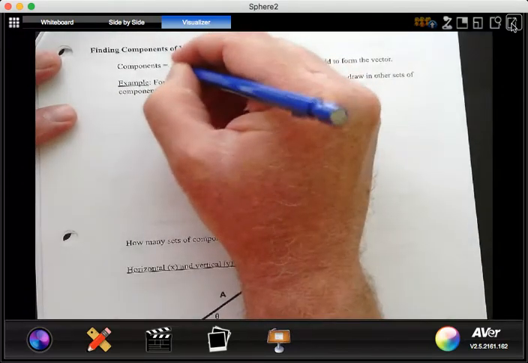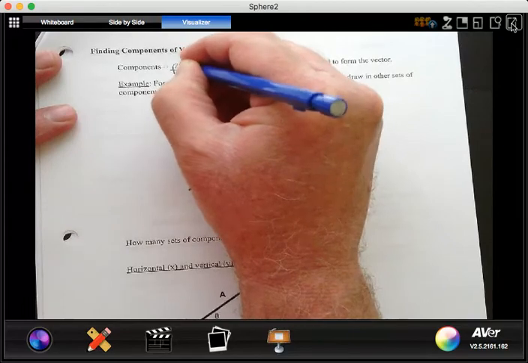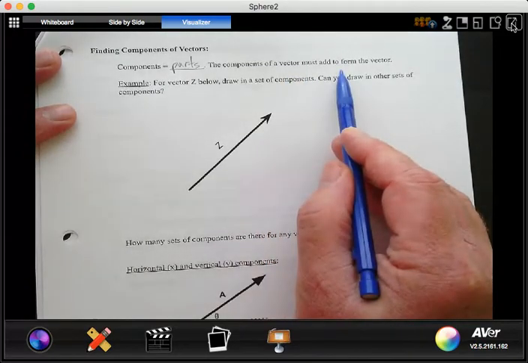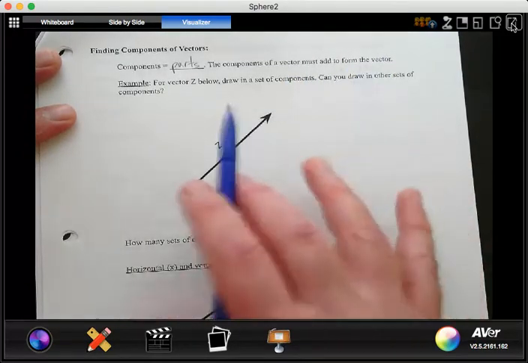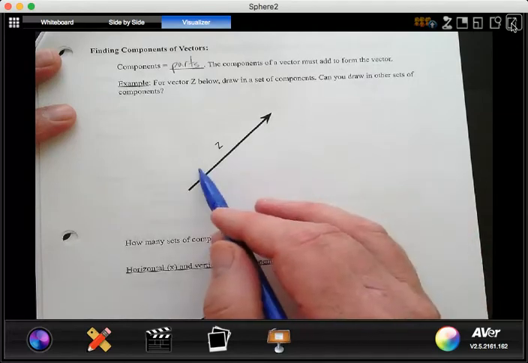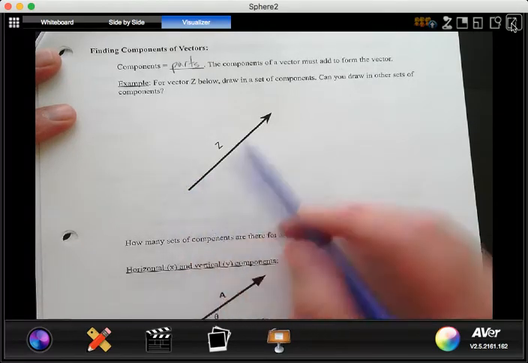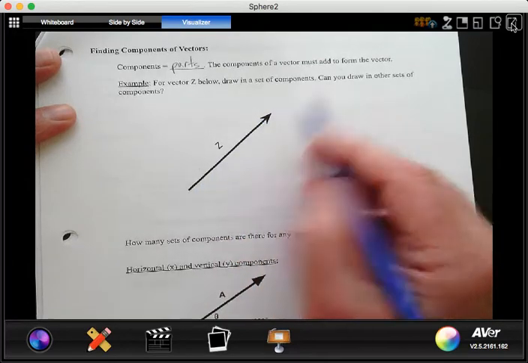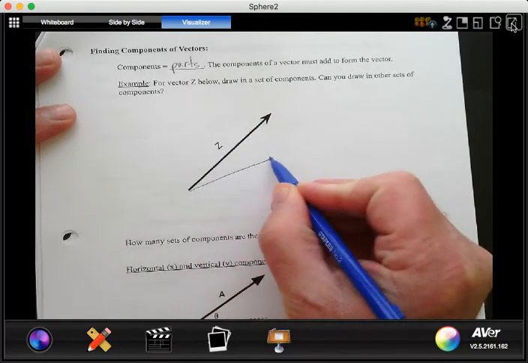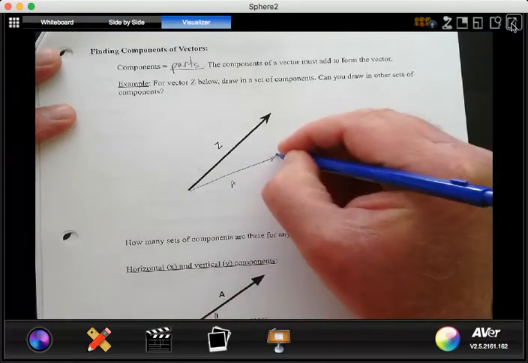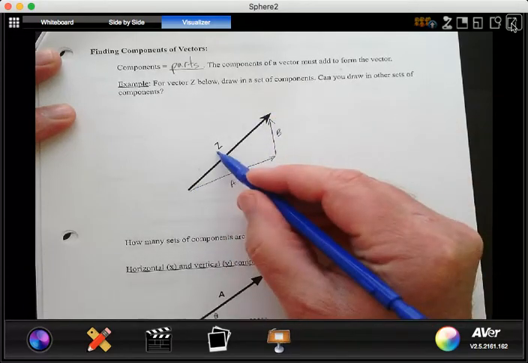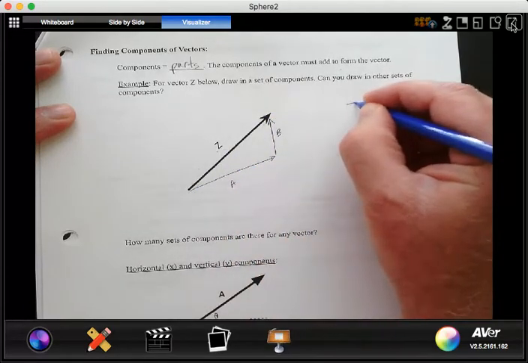Now the word components means parts. So the components of a vector are its parts, and the components must add to form the vector. So if I draw the vectors tip to tail, they should end up with the vector that I start with. So here's vector z, and I want to find its components, its parts. If I took two vectors, a and b, tip to tail, the result is here. So z is the sum of a plus b.